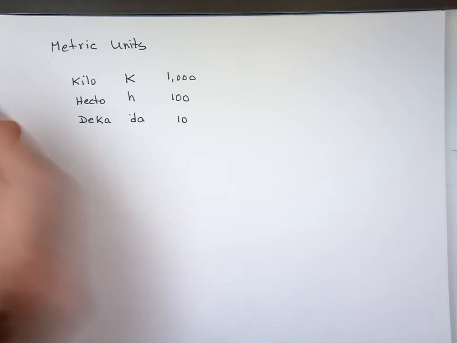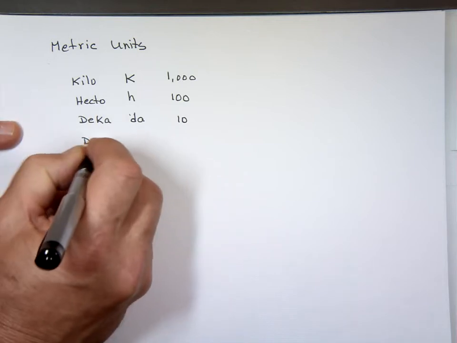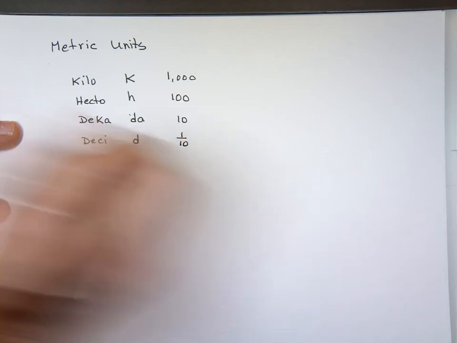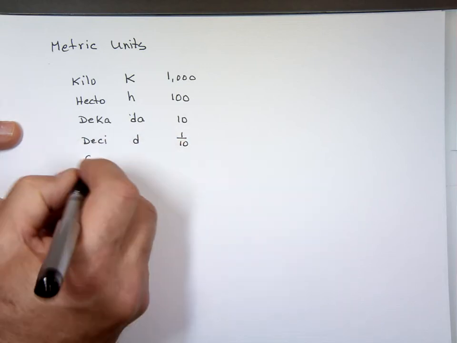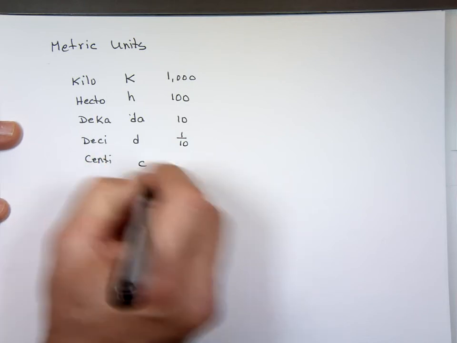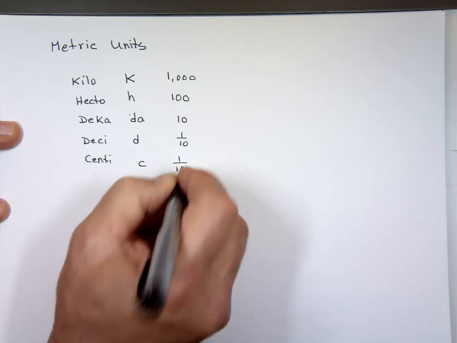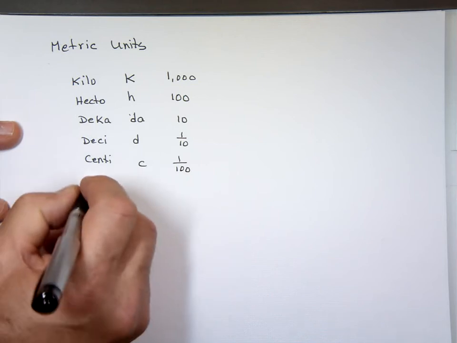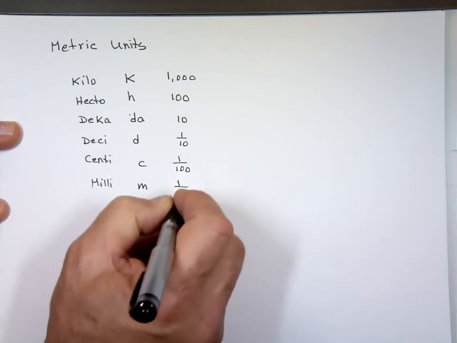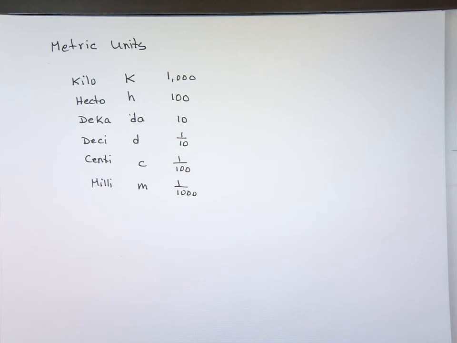Then we got the deci, which is D, that's 1/10. The centi, we use C, which is 1/100th. And the milli, we use M, which is 1,000th. So everything is a multiple of 10.